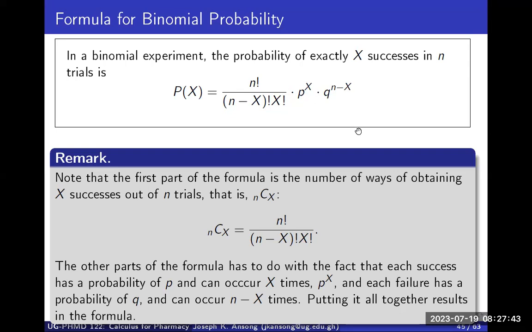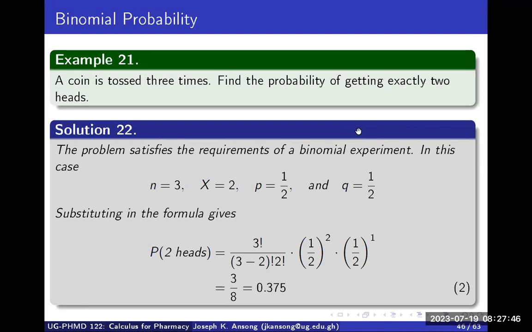Okay, so let's look at an example. A coin is tossed 3 times. Find the probability of getting exactly 2 heads. We are going to use the binomial formula to compute this, because the experiment is actually a binomial experiment. But also note that we can use sample spaces, so there's no one way of doing this for this particular case. But it's easier to use the binomial formula.